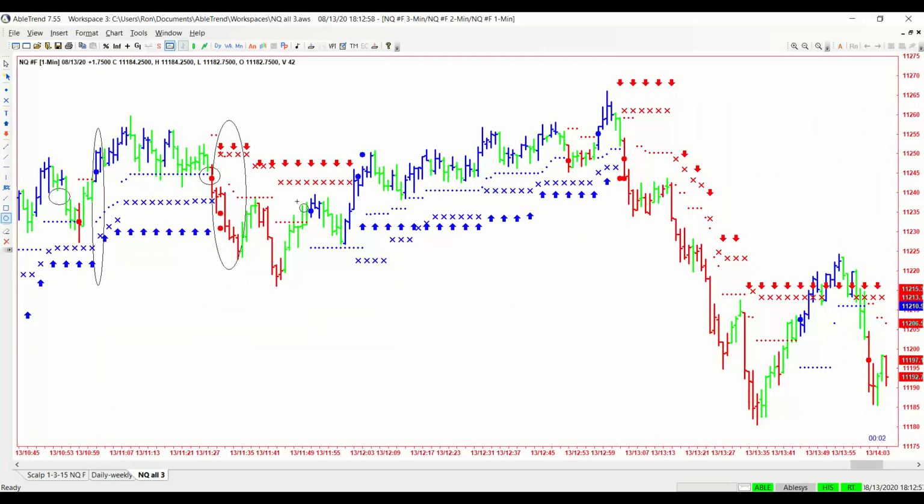Triple confirmation sell. Very small loss, couple points. Triple confirmation buy there. Made a couple points. Triple confirmation buy signal. Lost a couple points on that one. And then here's where the home run comes in.